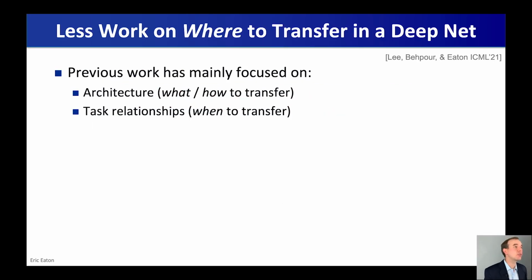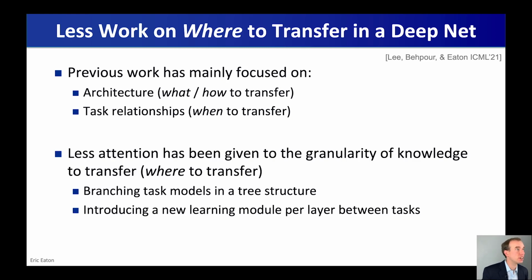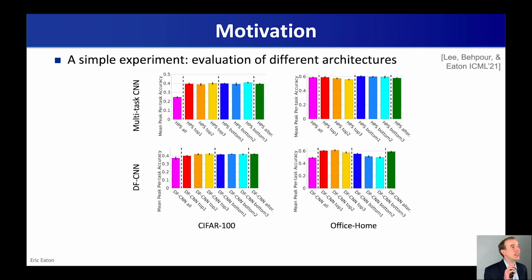Previous work has mainly focused on the architecture, in other words, what or how to transfer between different tasks, or the task relationships, in other words, when to transfer from one task to another. There's been a lot less work on where to transfer within it. So what we did was, instead of assuming that we should just transfer at all layers of the deep net, we asked the question, well, what if we allowed the structure of the transfer to change depending on what the task actually needed? In order to motivate this work, we did a really simple experiment.